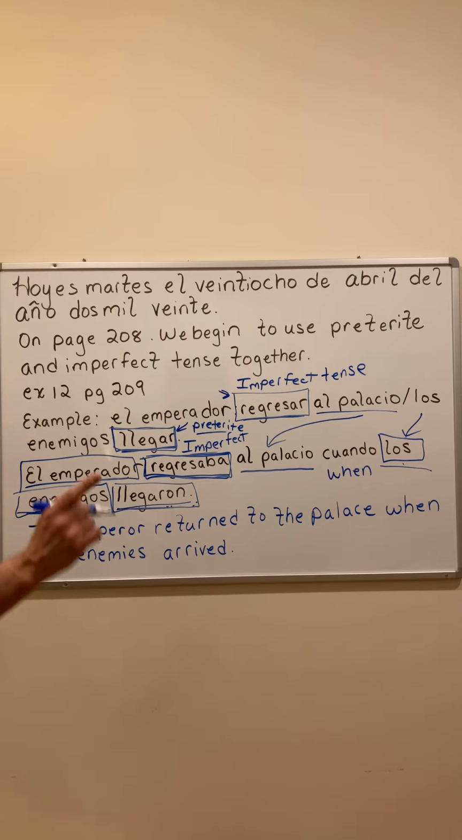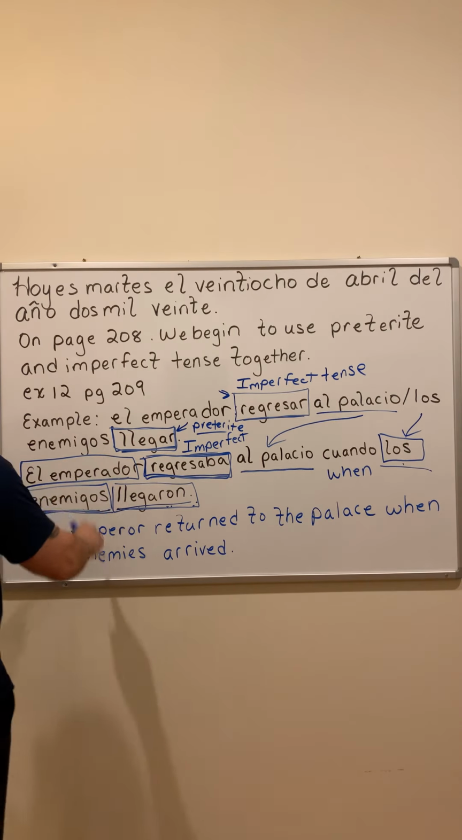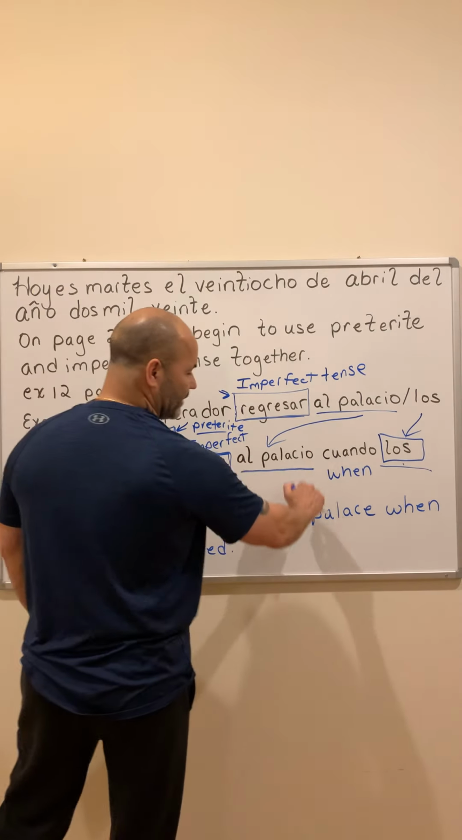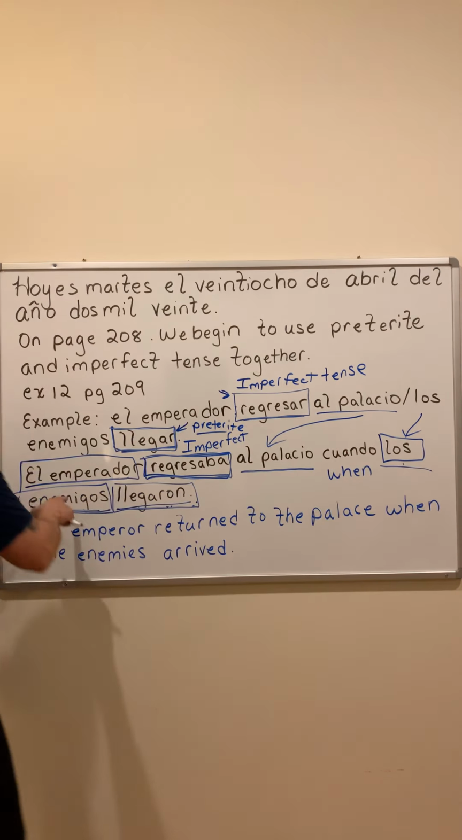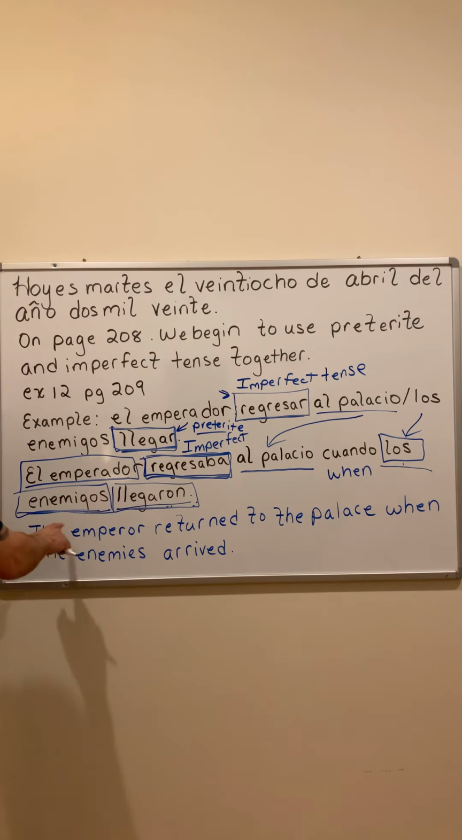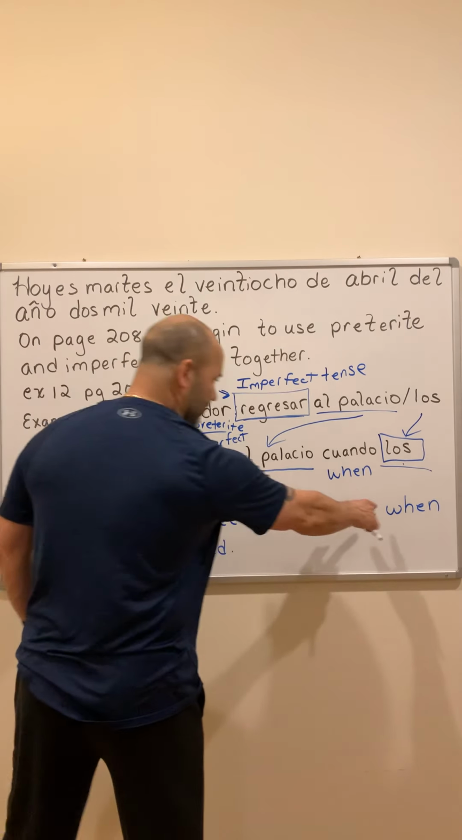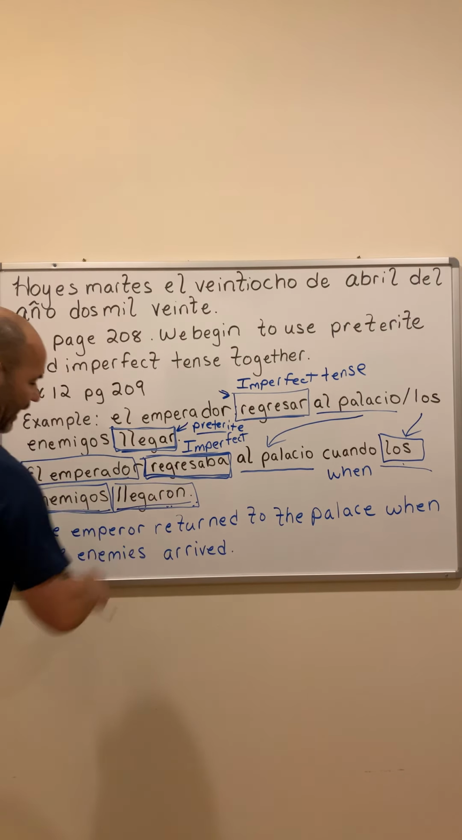Okay? So it should read like this. El emperador regresaba al palacio cuando los enemigos llegaron. The emperor returned to the palace when the enemies arrived.